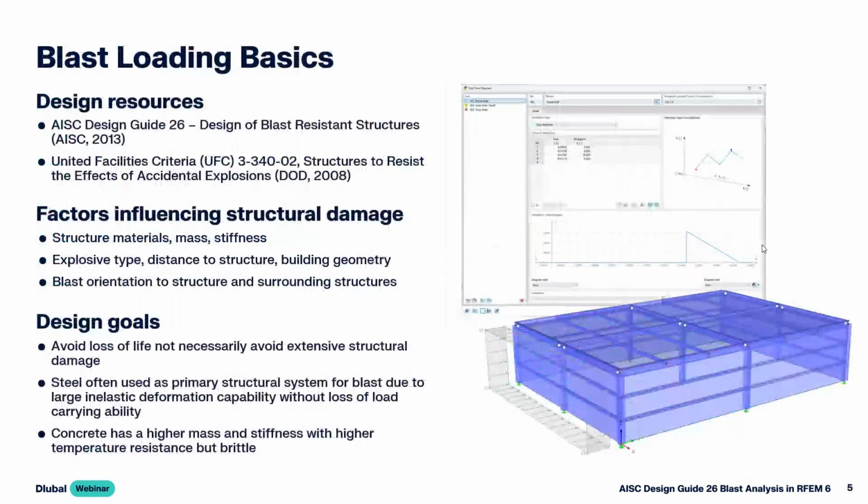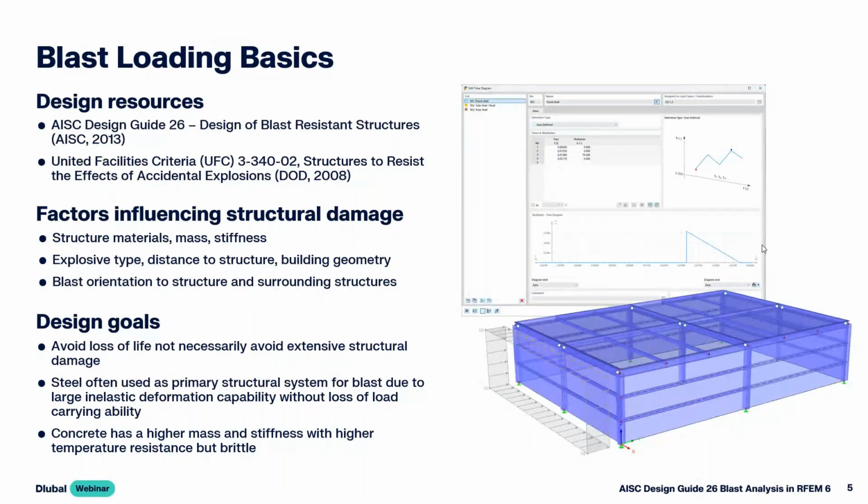So we'll turn now to the blast loading basics. The design resource that we'll be referencing today is, of course, the AISC Design Guide 26, the design of blast-resistant structures. The United Facilities Criteria, UFC document 3-340-02, will also be one of our resources. There are many other references and literature out there for blast analysis, but for our approach and example today, we'll be utilizing these two.